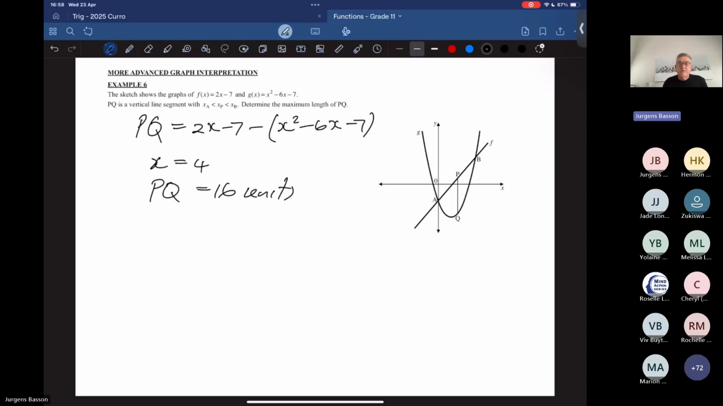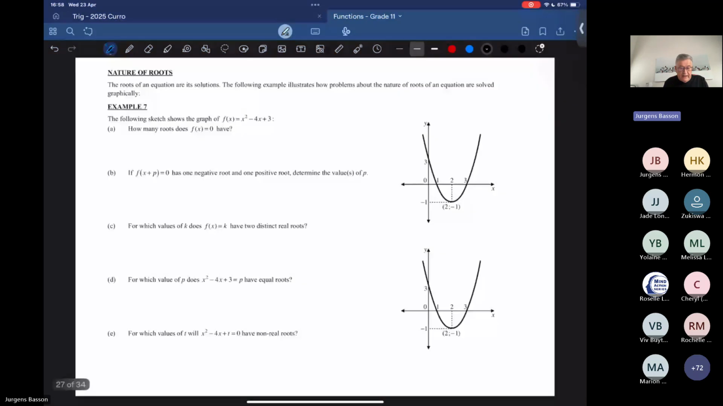So it's a question that they ask in grade 11 and that is how we will look at it. In grade 12, they ask the same question, but they ask it in calculus. And then the maximum length we also subtract, but then we use differentiation to find the maximum length. All right, so I don't want to spend more time on that one.